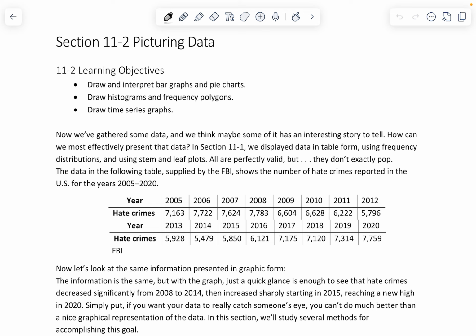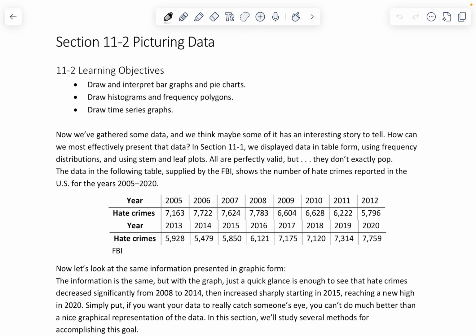In the previous section, we talked about data and how to organize data, right? So now that we've gathered some data and we think that maybe some of it has an interesting story to tell, how can we most effectively present that data?